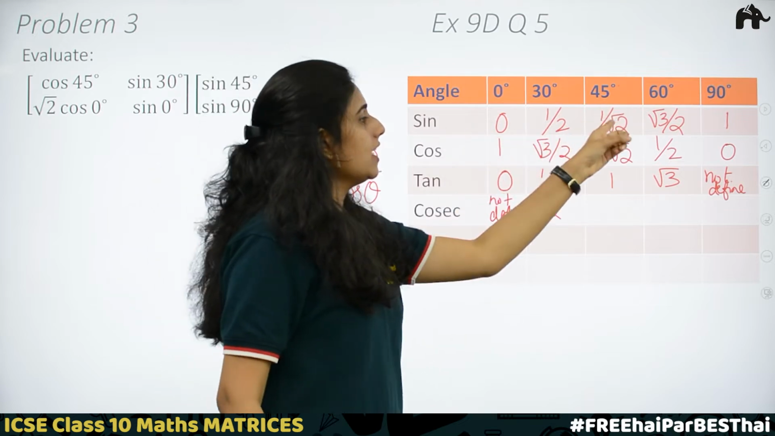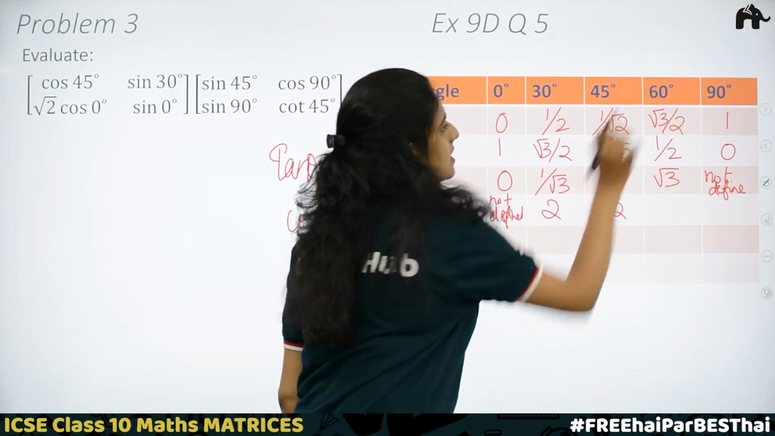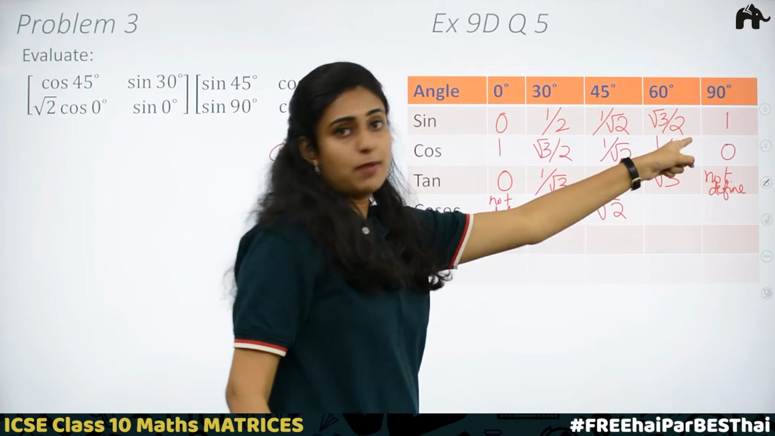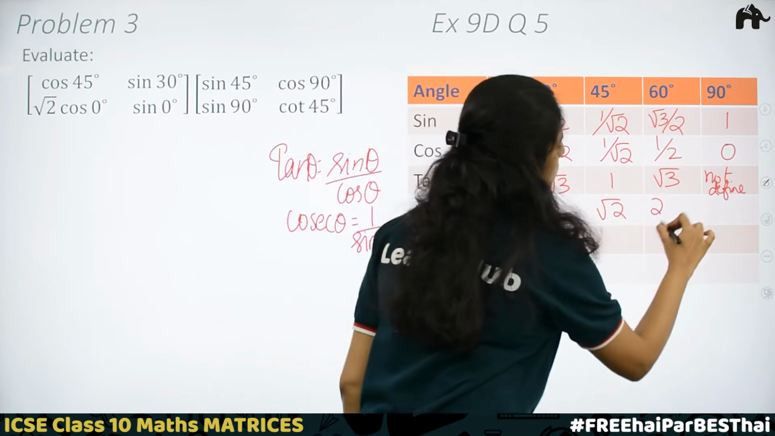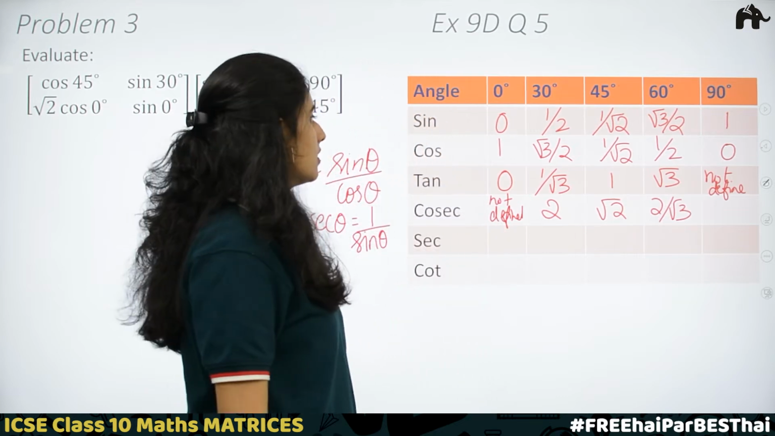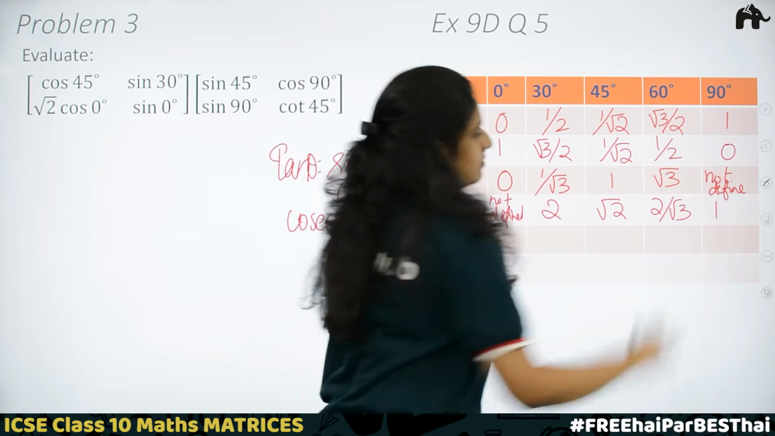Cosec 45 degree, reciprocal of 1 by root 2, which is root 2. Next, 60 degree. Cosec 60 degree, reciprocal of root 3 by 2, which is 2 by root 3. And the last one, reciprocal of 1. Reciprocal of 1 is 1 by 1, 1.